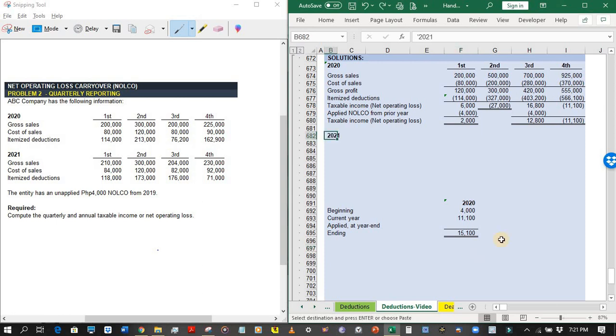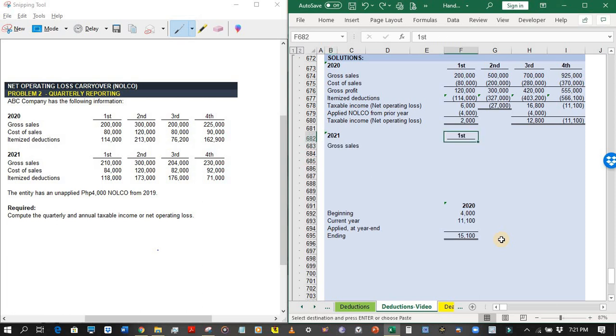Now let's start with 2021. So for 2021, gross sales during the first quarter is 210,000 pesos. And since this is the first quarter, it will only cover 3 months. So next is cost of sales. The 3 months worth of cost of sale is 84,000 pesos. Then the gross profit is 126,000 pesos. So our itemized deduction is 118,000 pesos. And we have a taxable income of 8,000 pesos.